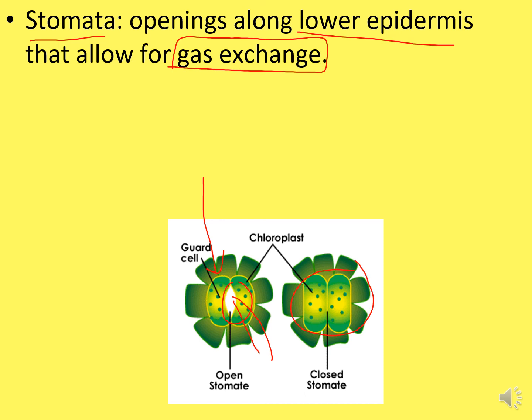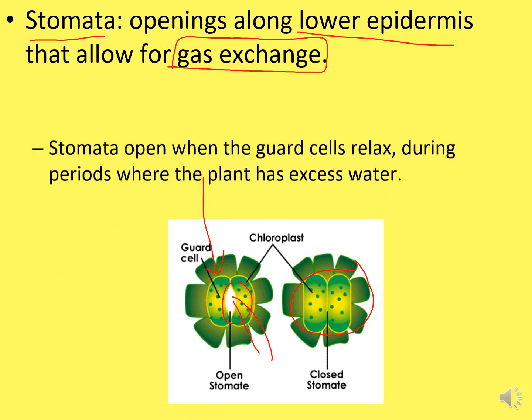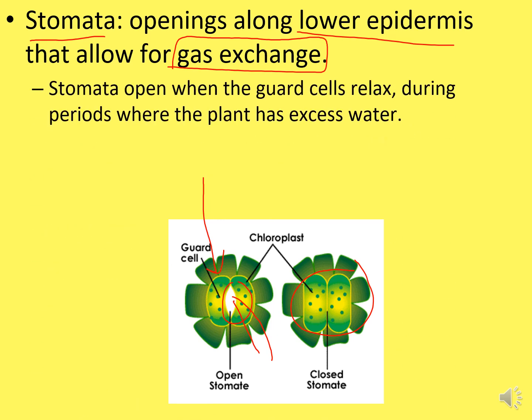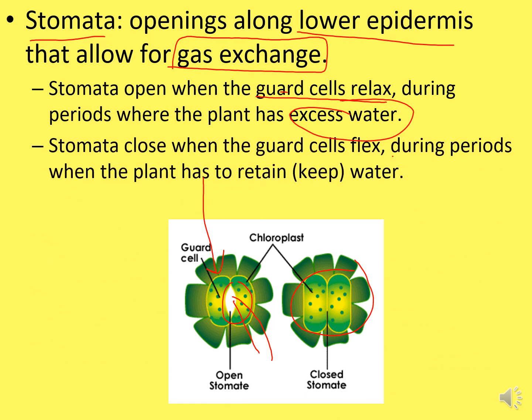So obviously they pretty much close at night, right? Is the sun out at night? No. So they don't really do photosynthesis like that at night. So it closes up so it can save its little bit of energy as well as save water supply. So stomata are open when the guard cells relax during periods where the plant has access to water. So if we have too much water and the plants don't want to drown, they open up. Stomata close during periods when the plant needs to keep water. So especially during the summer, they try to close as much as possible or they dry out.